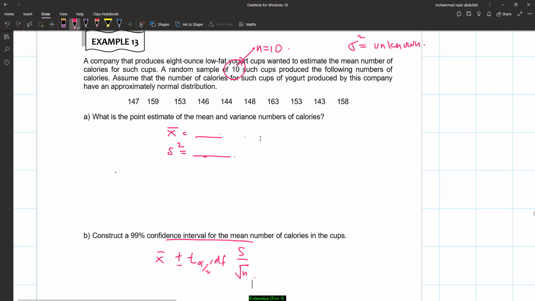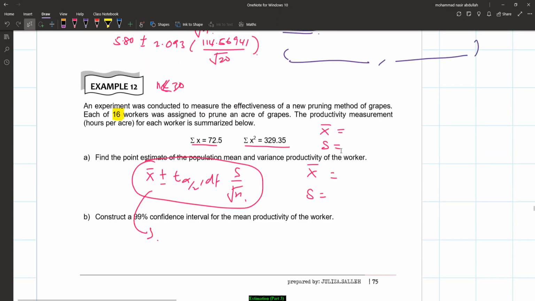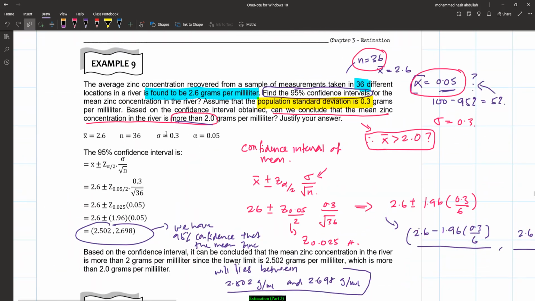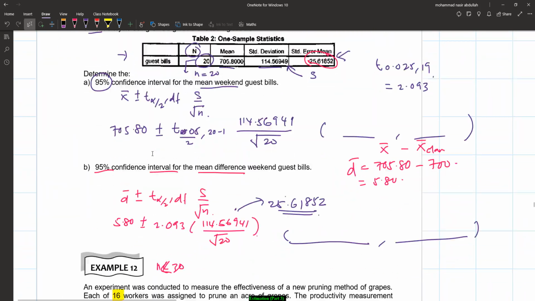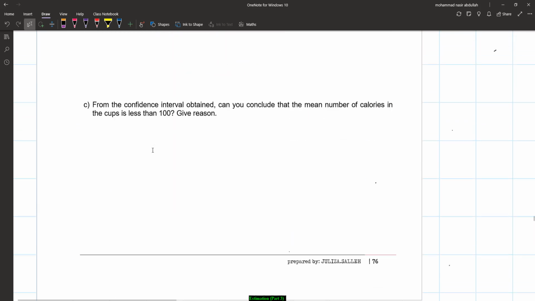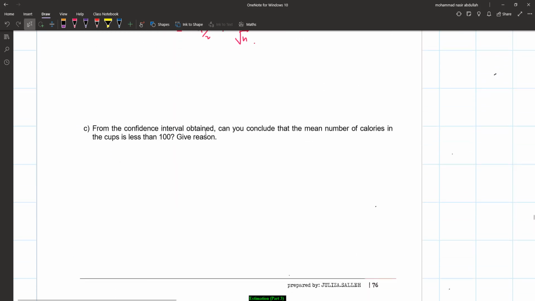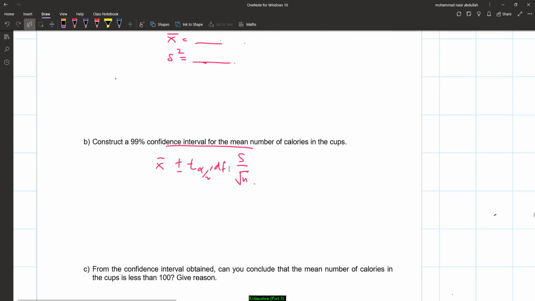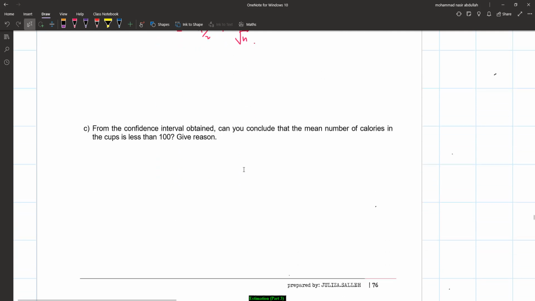Right. So most of the examples here use t distribution, except the first example that we saw uses z distribution. For the last one, confidence interval it obtained, can you conclude the mean calories carb is less than 100? So you need to base on this one. Look at its range, right?